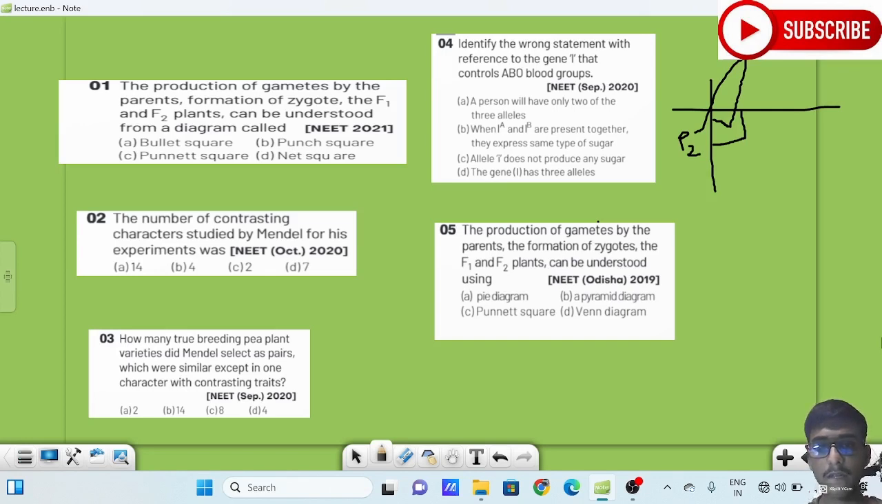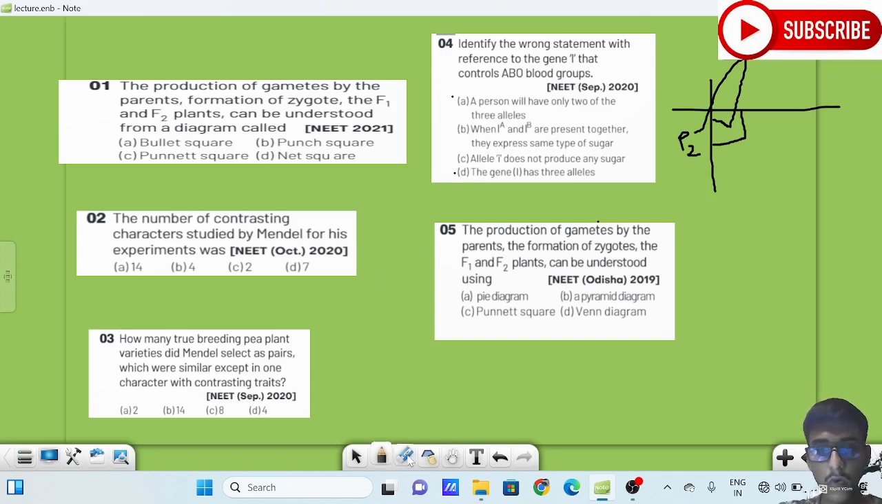So option B is, when IA and IB are present together, they express the same type of sugar. Option C. Please go to option D. Gene I, which means I has 3 alleles. That is correct. So we can identify that option 1 and option 4 are correct.